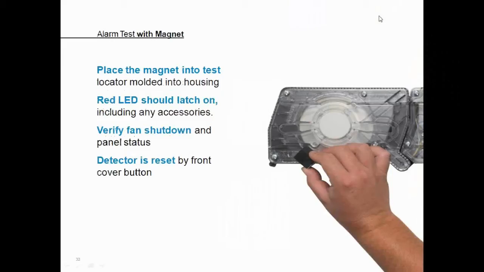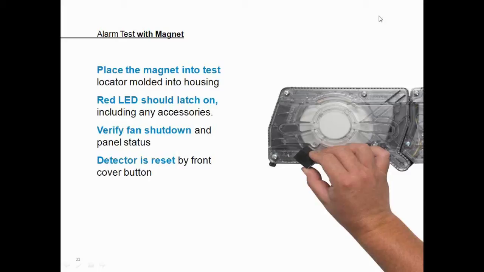Okay, though there is a test button located on the power side of this detector, some AHJs still like to see the magnet testing completed. The magnet testing is done by holding the magnet up to the test magnet indicator on the sensor side of the housing. After holding the magnet in place for a number of seconds, the red LEDs should latch on, along with any accessories that the detector is tied to.